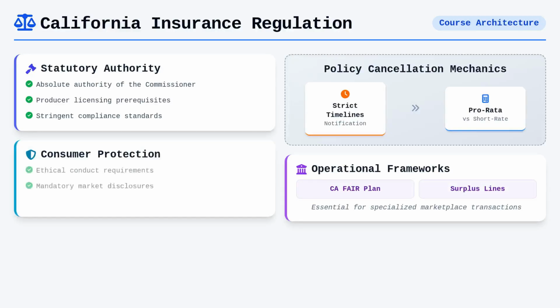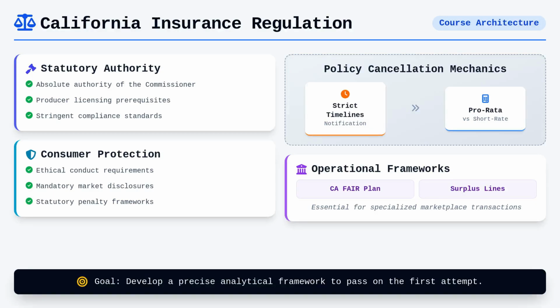Ethical conduct and consumer protection disclosures are not just abstract concepts on this exam. They are heavily weighted testing domains that govern how you must answer scenario-based questions regarding market conduct and statutory penalties. By focusing purely on the hard statutory facts and mechanics of the California Insurance Code, without any distracting fluff, you will develop the precise analytical framework needed to pass this exam on your first attempt.